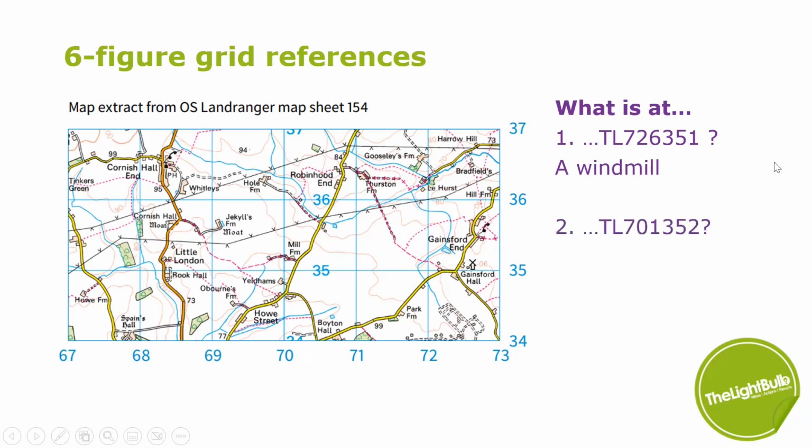Yeah, the next one, have a go at this. What is that? TL701352. TL, by the way, is just because this is the larger square that we're in on the UK mapping system. So let me give you 10 seconds again.